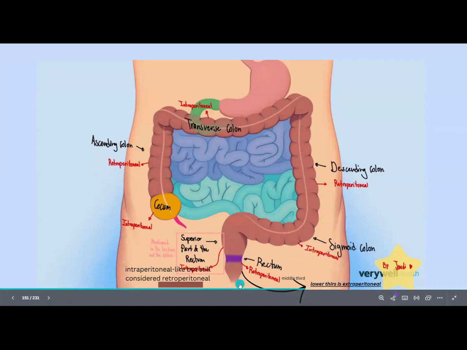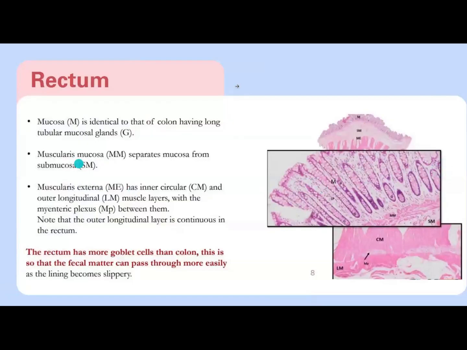So rectum divided into three parts. The first third is retroperitoneal. Middle third, retroperitoneal. Lower third is extraperitoneal. Okay? Before we move on to the histology, any questions?